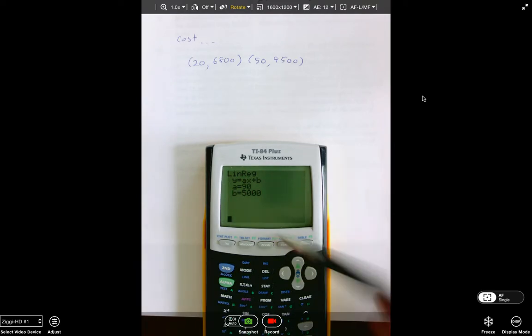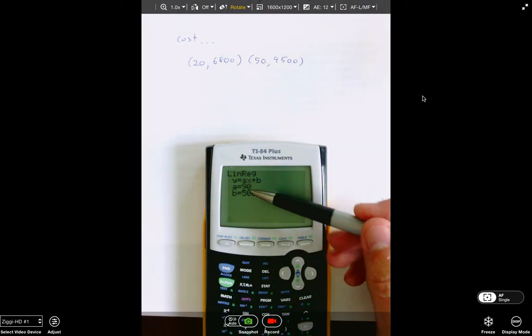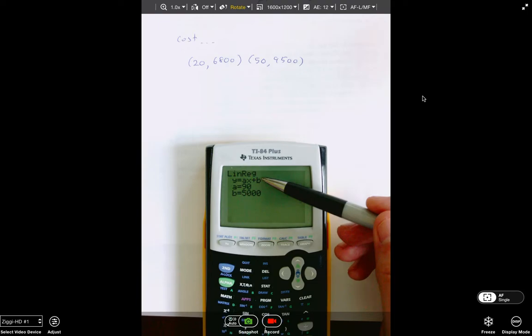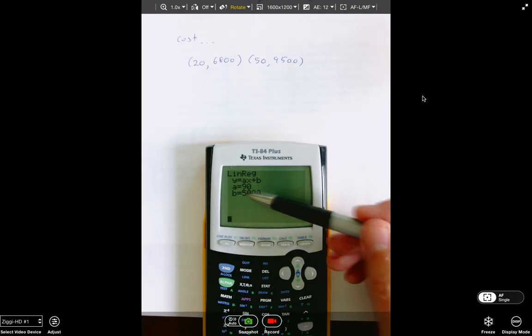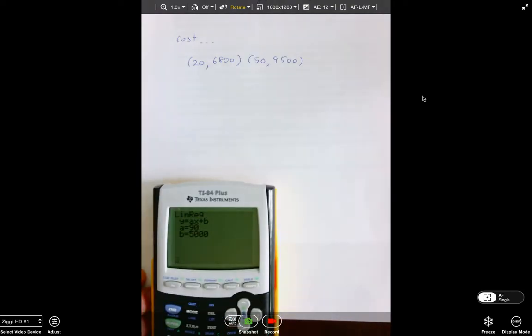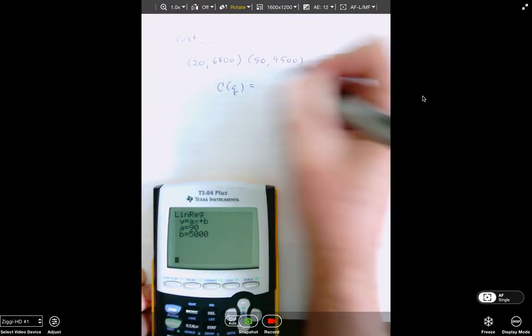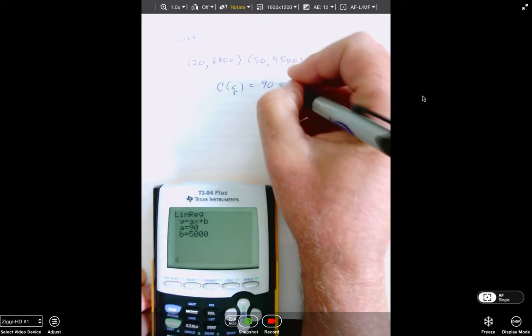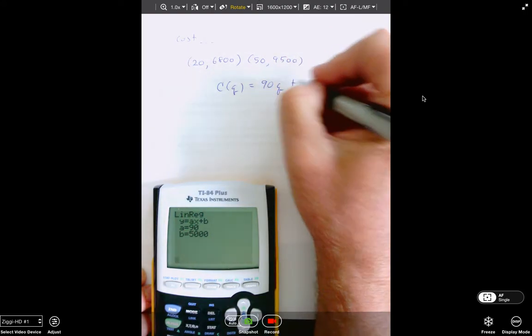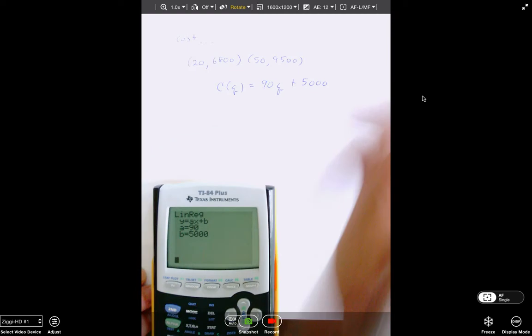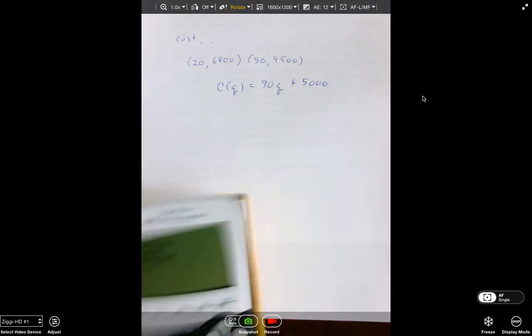Hit this. I see that my A is my slope, so my slope is 90. I see my B as my intercept. My intercept is 50. Oh, 50, shoot. Let's try 5,000. So 90Q plus 5,000 is the cost function.